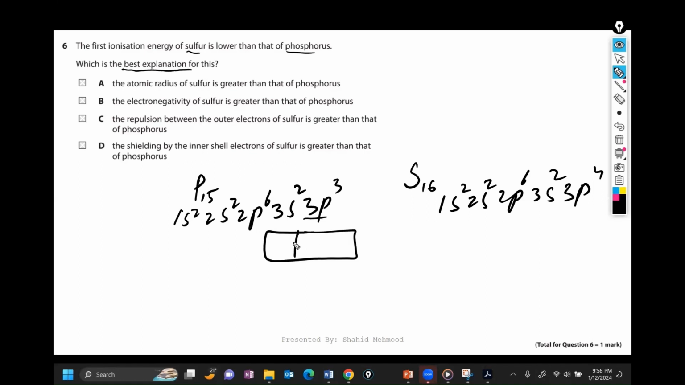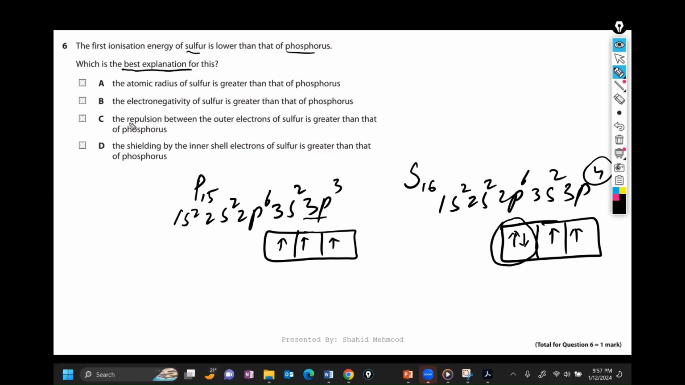If you focus on this, in sulfur there are 4 electrons in the p orbital: 1, 2, 3, and 4. So there is an electron pair in the p orbital. Now, if you read the options, the atomic radius of sulfur is greater than that of phosphorus. This is not correct, because in the previous question we studied that the size decreases across the period. The electronegativity of sulfur is greater than that of phosphorus. This is correct, but it has nothing to do with the ionization energy.